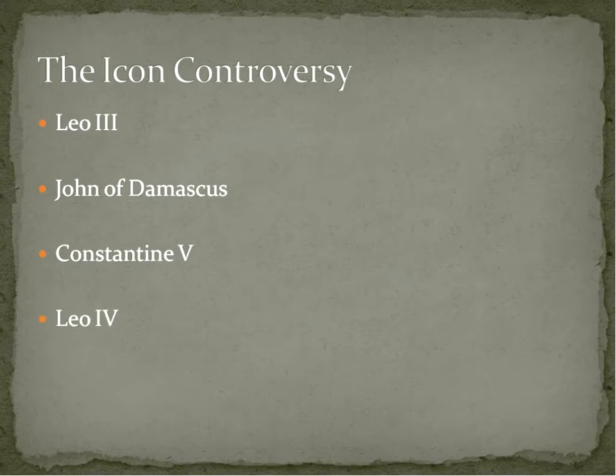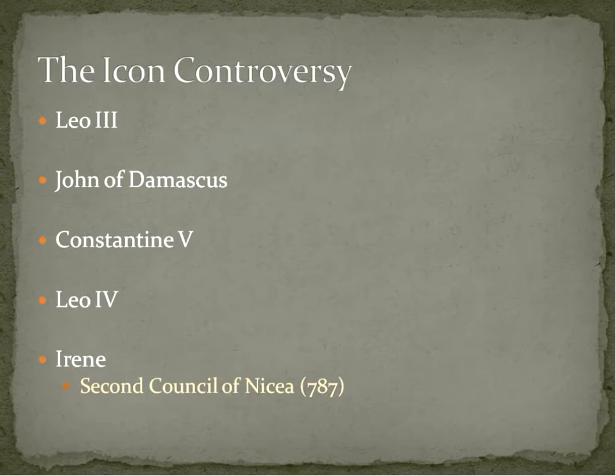But he falls in love with a woman named Irene, who is an iconodule. So he begins to moderate his position towards the images. He will die, but his son, guess what his son's name is? Constantine. Constantine the Sixth. Right. He's too young to rule, so Irene becomes empress. Remember, she's an iconodule. So she calls for a council.